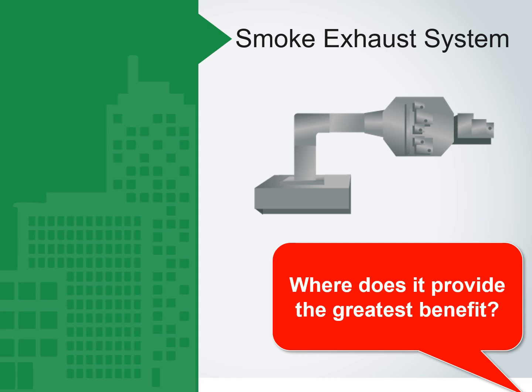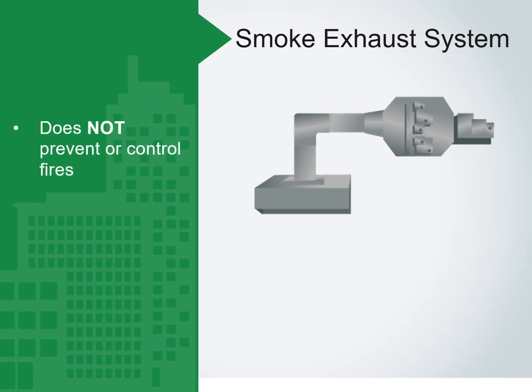When considering a smoke exhaust system, where does it provide the greatest benefit? Fire safety or preventing fires? The smoke exhaust system does nothing to prevent fires or control the fire, so its value is virtually zero when judging its ability to prevent fires. The greatest benefit provided by smoke exhaust systems is the fact that they will increase the time for occupants to exit the building, so it definitely impacts the means of egress or time to egress.